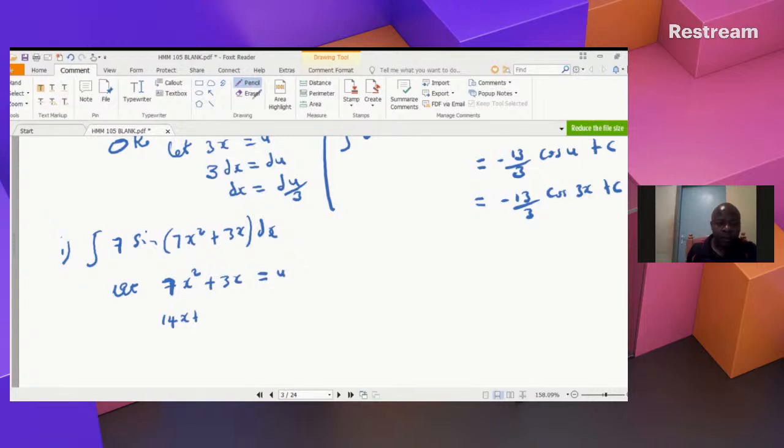Let me change this because it requires some higher content which we lack at the moment. So let me reduce the degree of this. Let me say that this should be 7x, and this is just 3. 7x plus 3. So that we say let 7x plus 3 be equal to u. Yes, let me erase this.